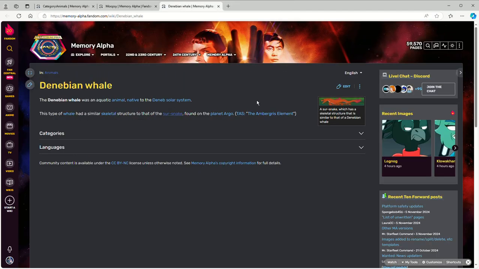Then you have the Denebian whale. The Denebian whale is mentioned solely as a way of giving McCoy a reason to have some understanding of this Sur snake, even though he's never actually seen one before. So he's like, oh, hey, that looks a lot like a Denebian whale. That's literally the only thing that was ever said about a Denebian whale, though.